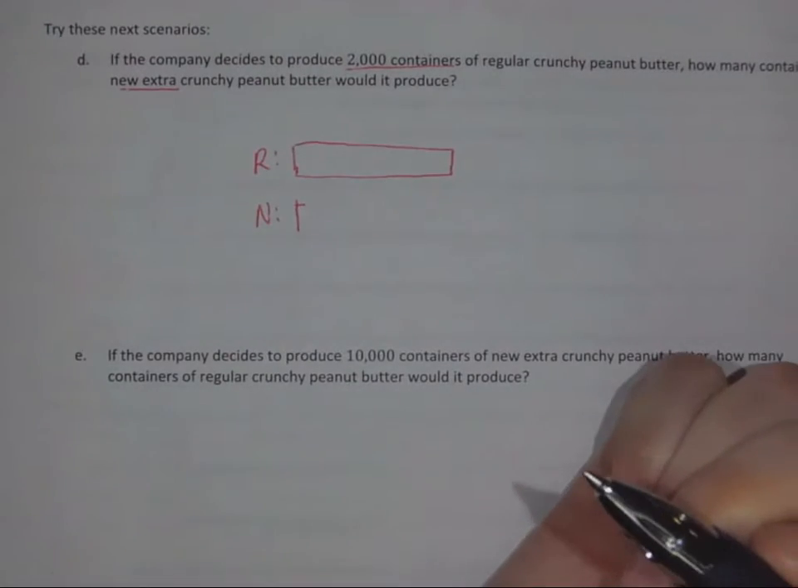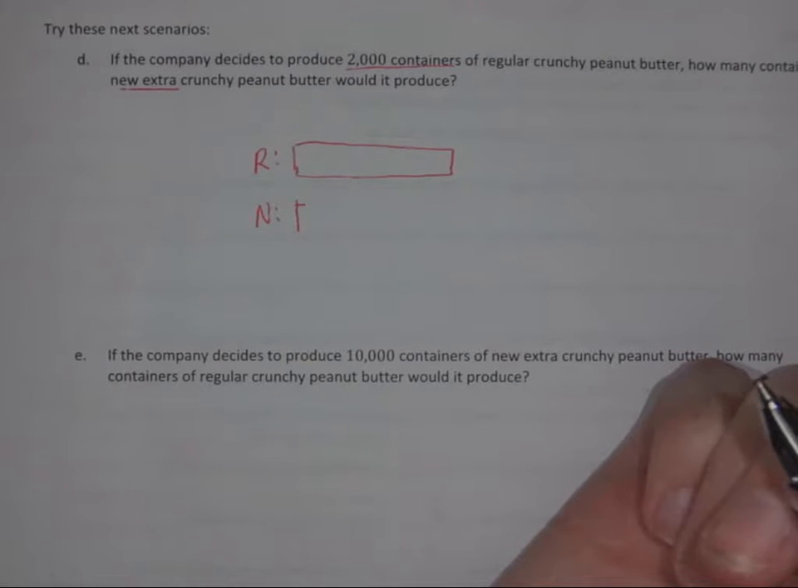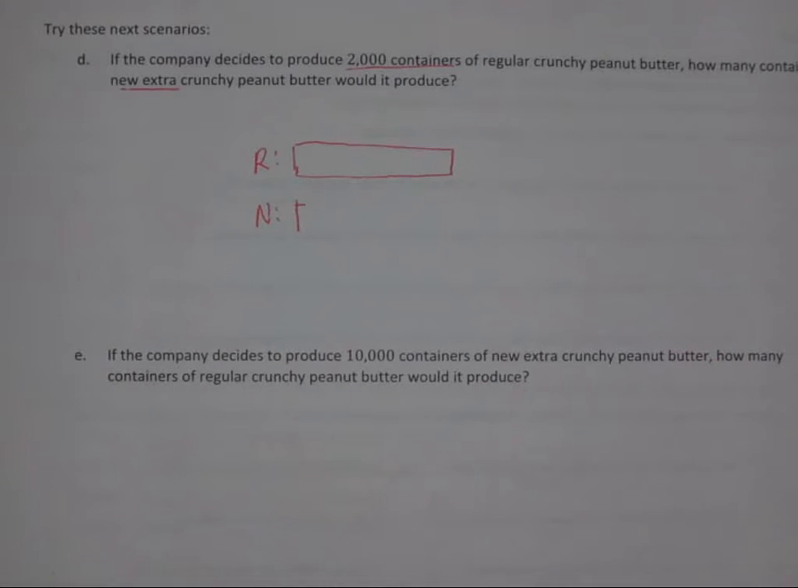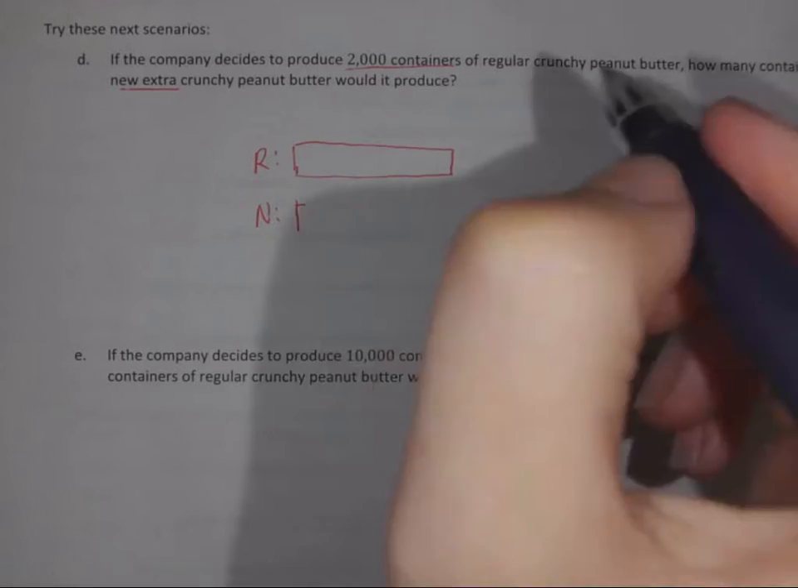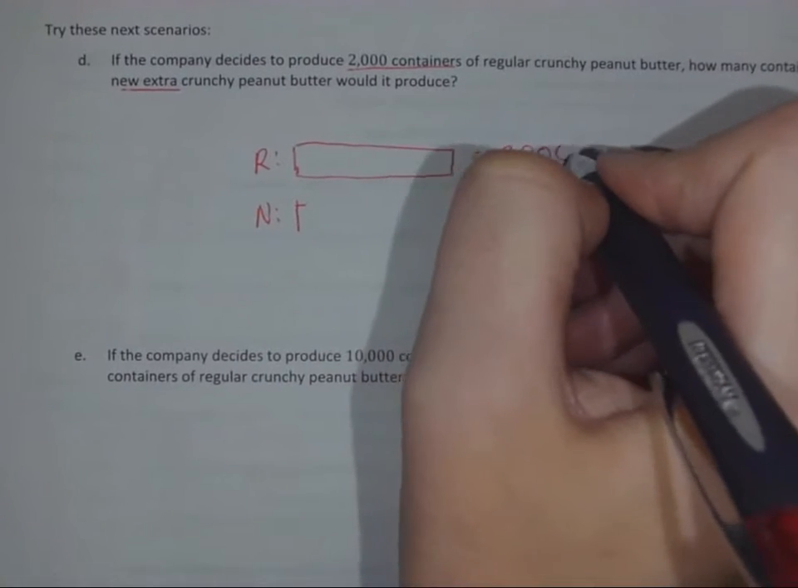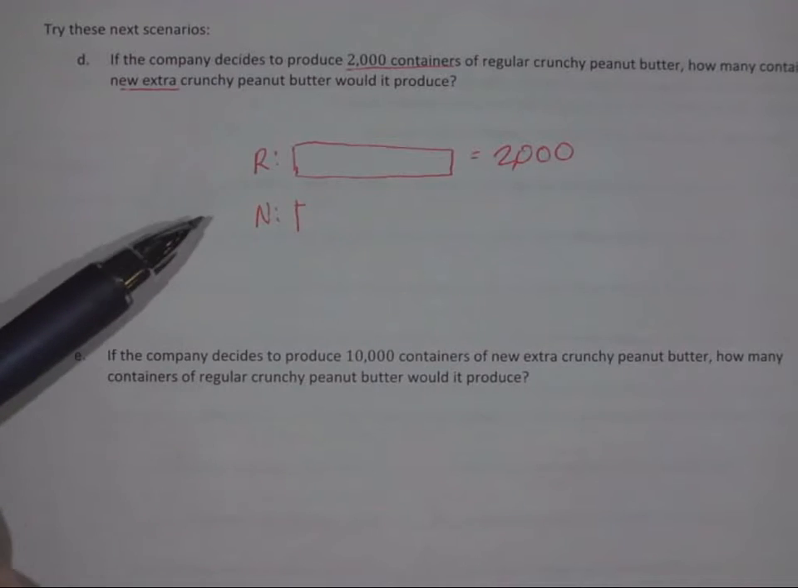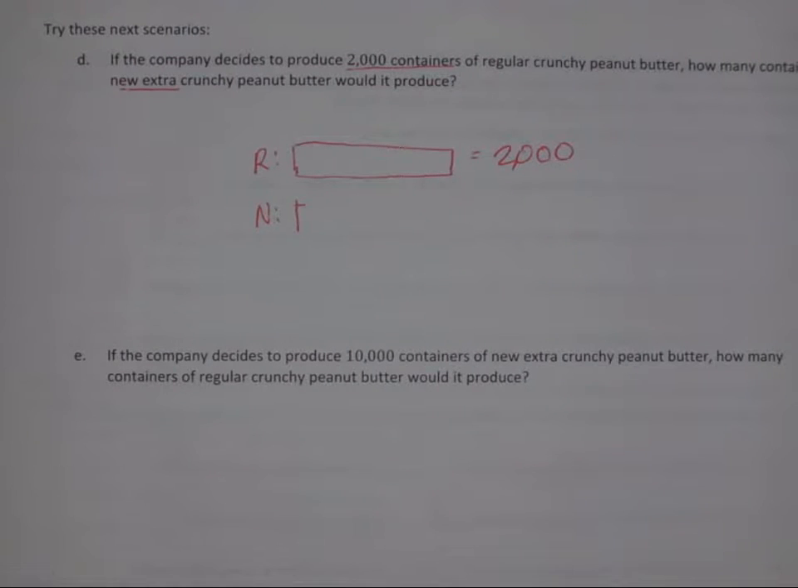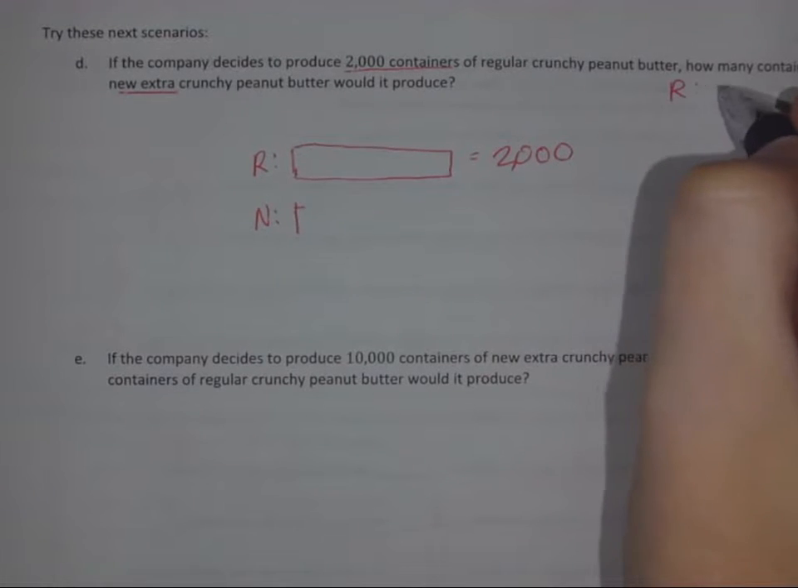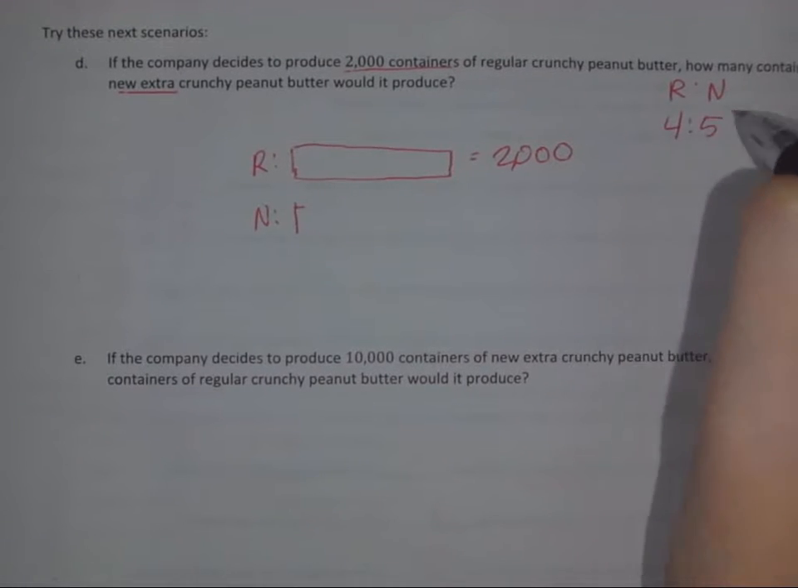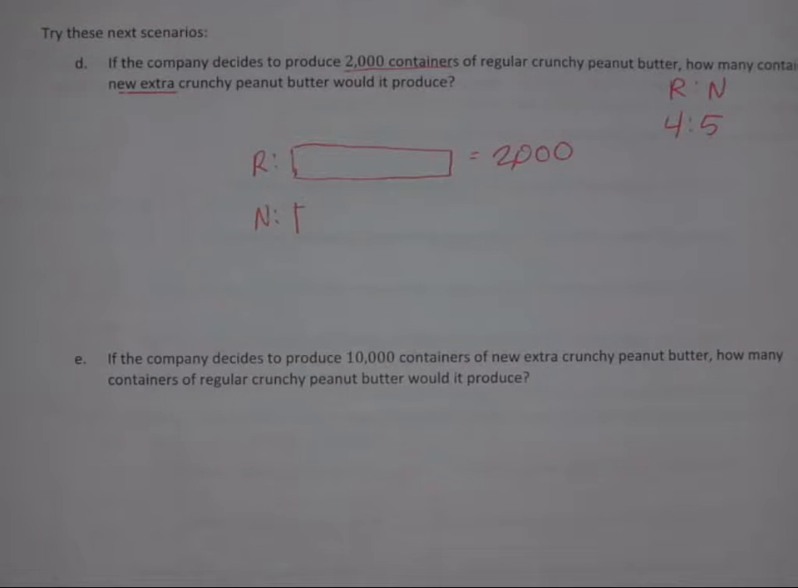Let's do this one together. How many containers of regular are they going to produce? No, how many containers of regular crunchy peanut butter? Read the question. Vivian? 2,000. And we want to know how many of the containers will be new. So, what ratio can we use? Kalia? 4 to 5. Yes, because we're talking about regular to new. So how many parts should our regular tape diagram have?